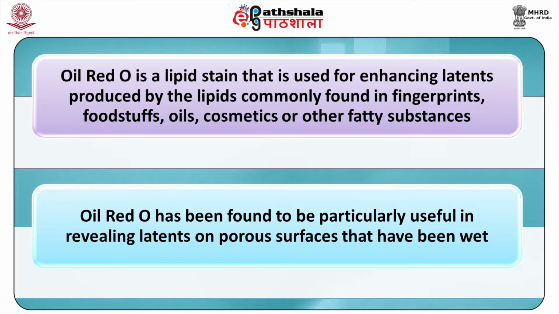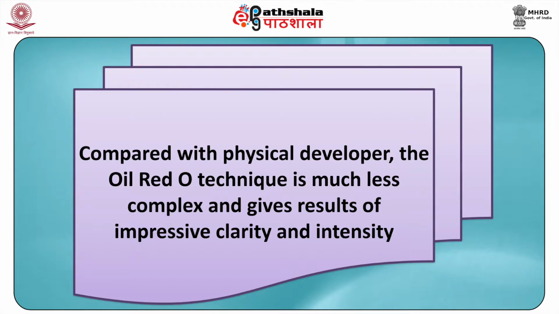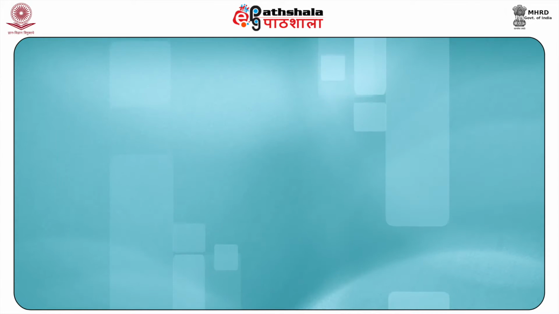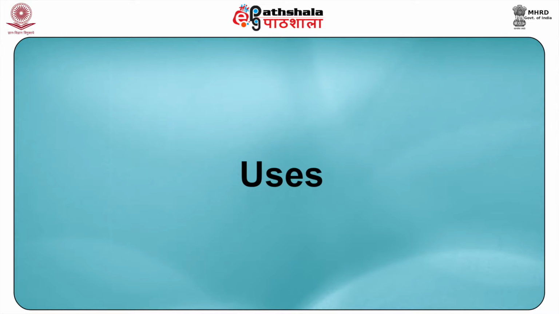Oil red O is a lipid stain that is used for enhancing latents produced by the lipids commonly found in fingerprints, foodstuffs, oils, cosmetics, or other fatty substances. Oil red O has been found to be particularly useful in revealing latents on porous surfaces that have been wet. Compared with physical developer, the oil red O technique is much less complex and gives results of impressive clarity and intensity. Now, let us see the uses.